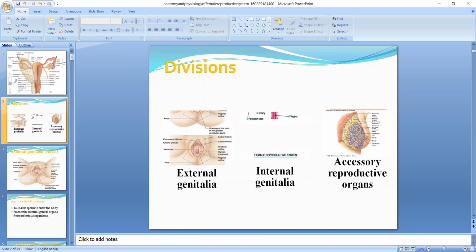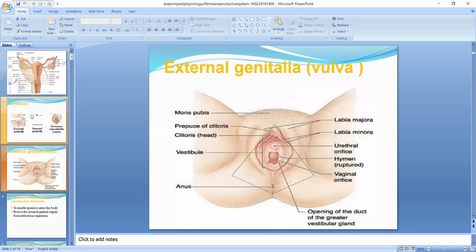And accessory reproductive organ. First, we will go for external genitalia. So we can see in this picture, there are some structures that are labeled, and here we can see mons pubis, clitoris, labia majora, labia minora, vestibule, urethral meatus, vaginal orifice, and anal orifice.